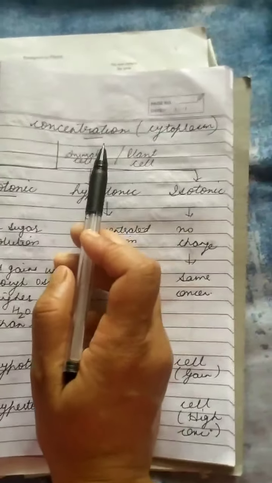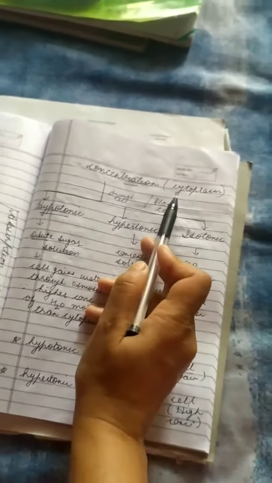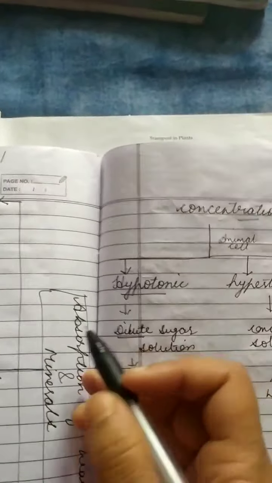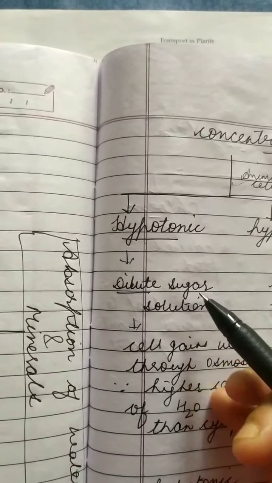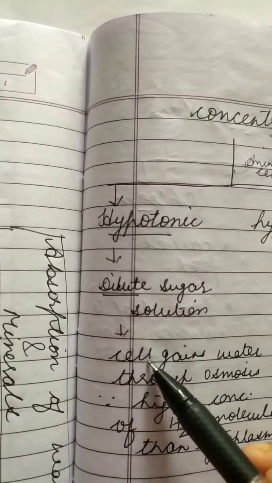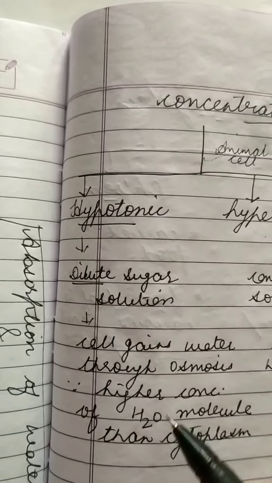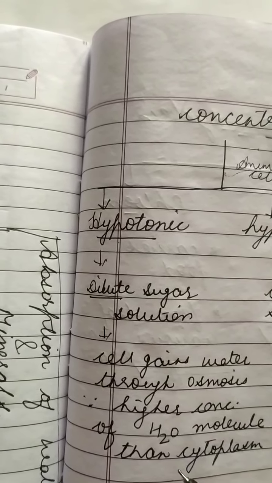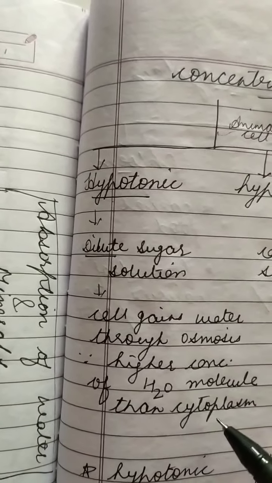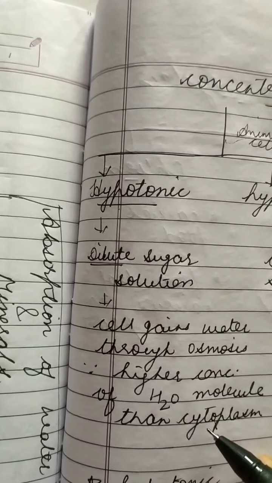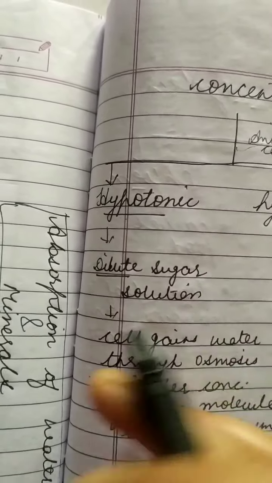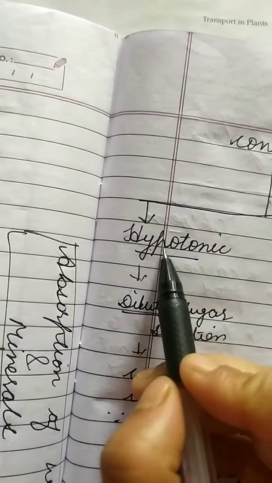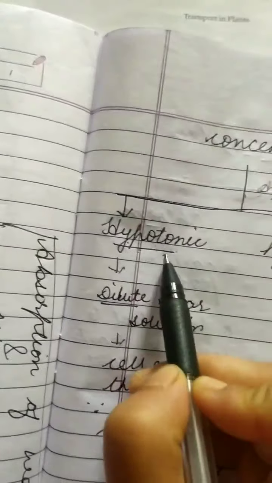So in plant cells or animal cells, especially we will discuss the cytoplasm. In a hypotonic solution, the concentration of dilute sugar is more outside than in the cell. So the cell gains water through osmosis, because the concentration of water molecules is higher outside than in the cytoplasm. The cytoplasm has less concentration of water and outside it is more, so it gains water. That process is known as the hypotonic solution.